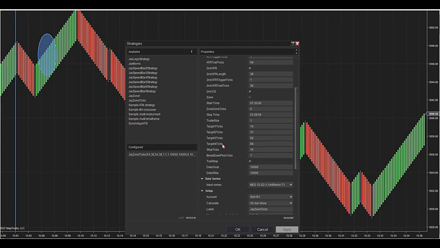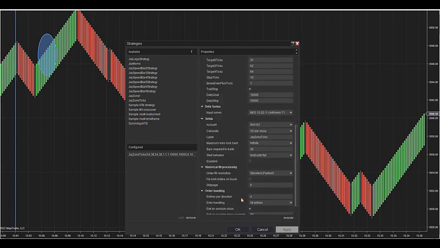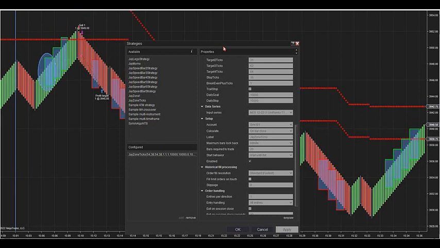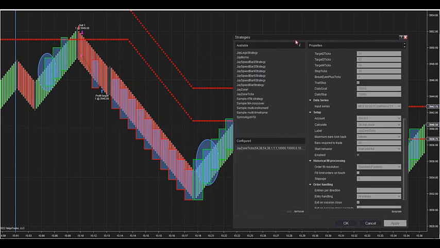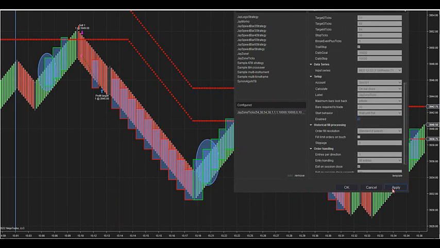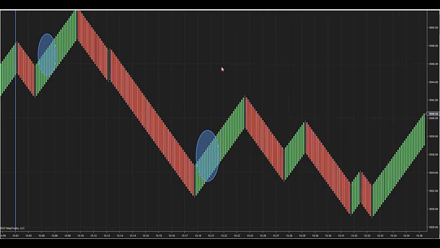But if you just want to get started, here's your target one through target four. If you want to change, come down and do entries per direction. So let's say you just want to look for zone entries off of one contract. Change that to one, enable it. Once that's enabled, then we're only going to do one contract for your first target. See, it only does one. If you wanted to do two, then change your entries per direction to two. Okay, you get my drift.